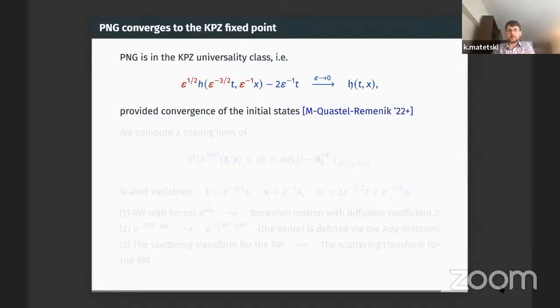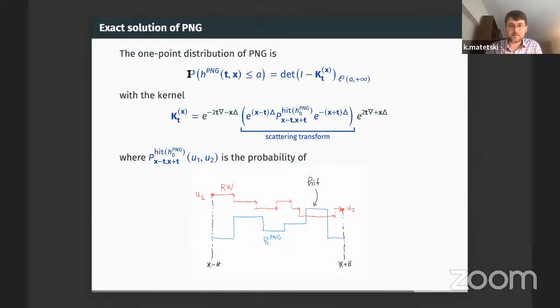As Daniel said, the formula for the PNG model before our work was known only for special initial conditions, when the initial profile at time zero was either narrow wedge or flat, zero in the whole space. So in our work, we derived the formula for arbitrary initial condition at time zero. And as I said, I always write the one-point distribution function because it's just easier to write, but we have analogous formulas for multipoint distributions of the PNG model.